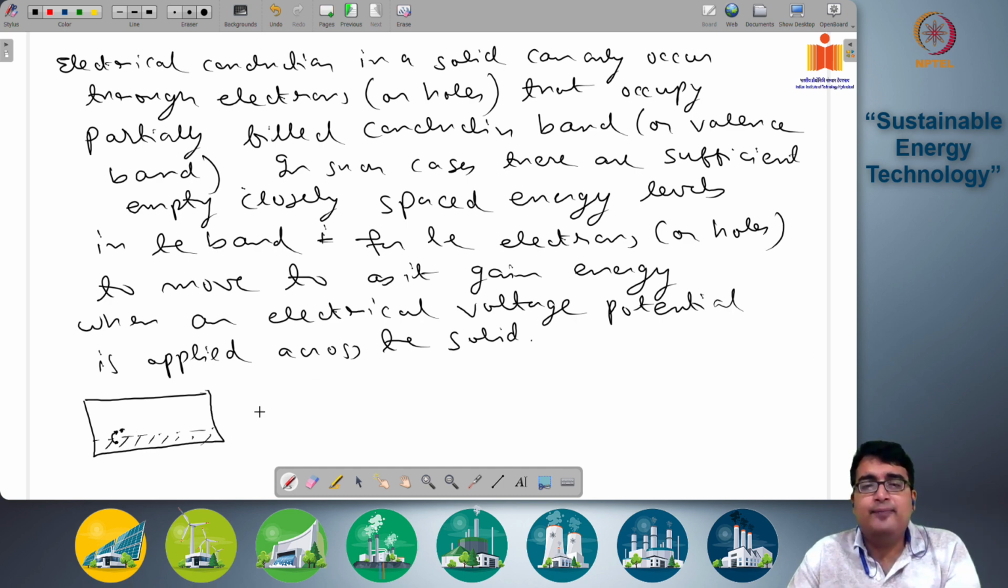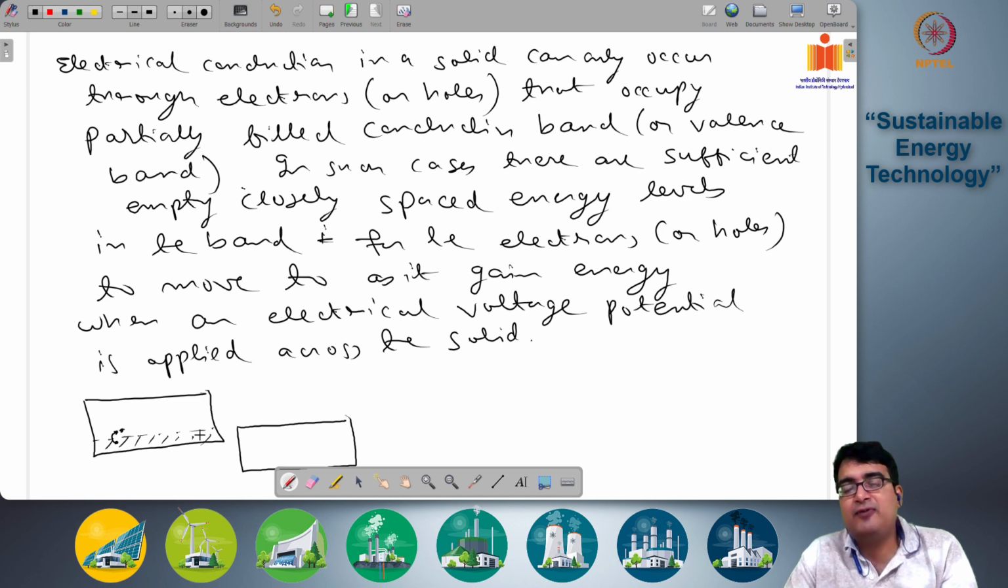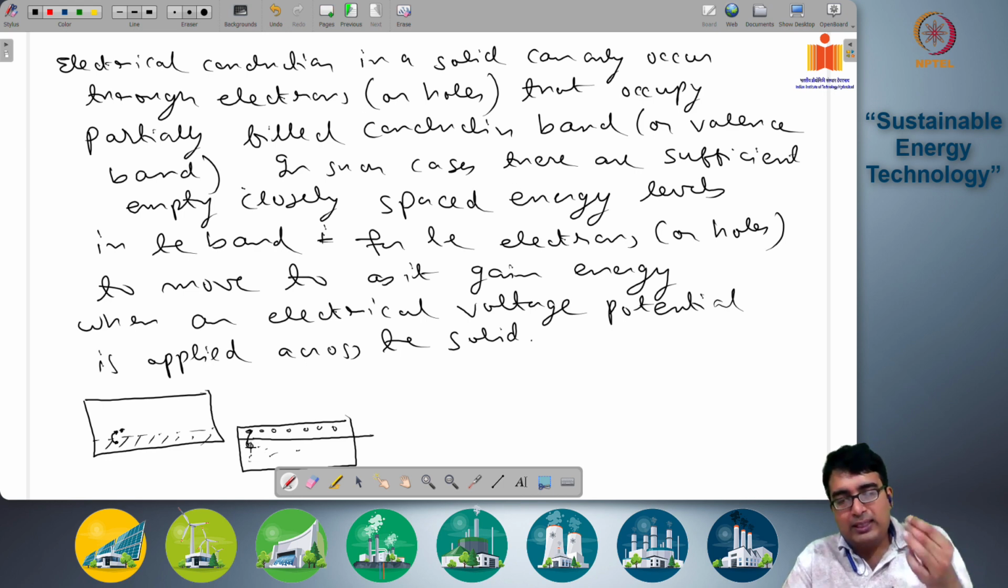Similarly, in the valence band, for such a case, some electrons have been transferred to the conduction band. So there are some empty spaces in the valence band, and these are like empty holes. The electrons can now move up and the holes can move downwards. With a small increment of energy that these holes gain because of the applied electrical voltage potential, the holes can move down and the electrons can move up.